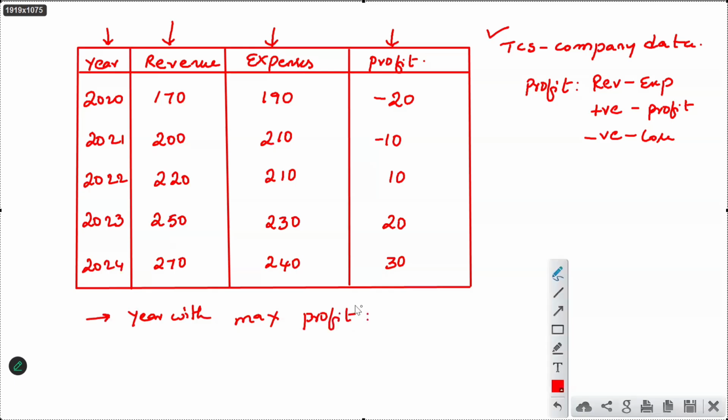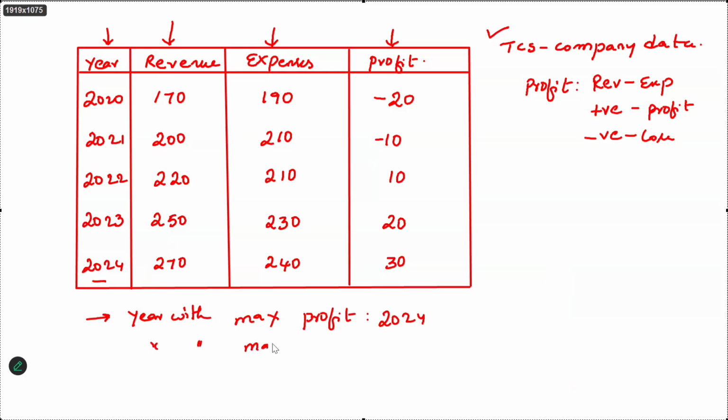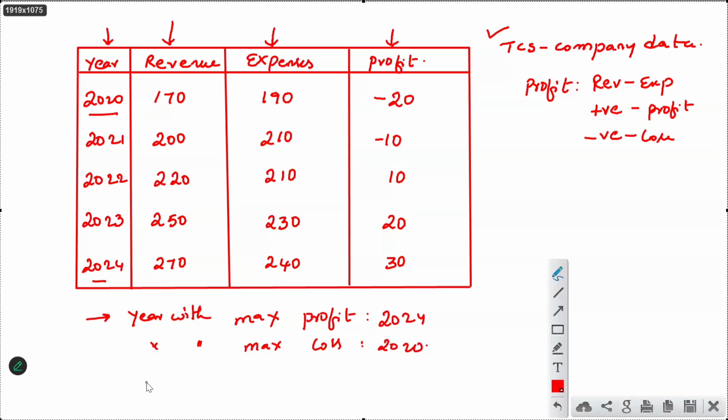So what is the year with maximum profit? If you see, 2024. Yes, exactly. 2024 is the year with maximum profit. And what is the year with the maximum loss? Okay. So if you see, 2020 is the year with maximum loss. Okay. And what is the average profit? So average profit is around $6 million every year.